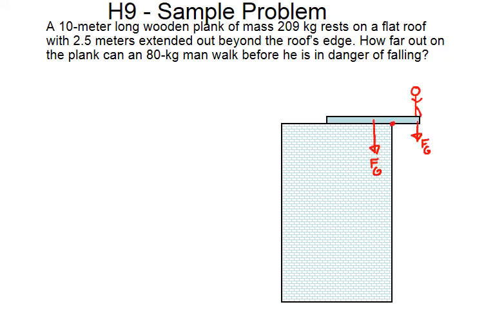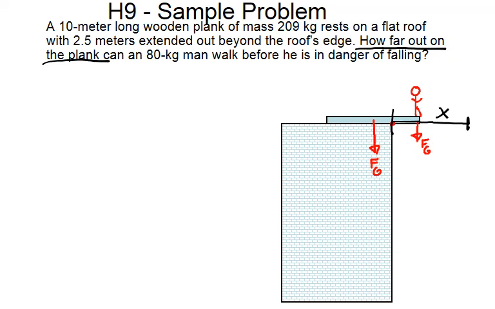So if we draw the man there, we can draw the force of gravity there. The axis of rotation will be right on the edge of the building, right? So the plank can rotate, and it would be about that edge. We may have the force of gravity of the beam right in the middle, and we want to figure out how far out the person can go. So how far out on the plank, that would be how far from the axis of rotation that's in question. So how far is x?